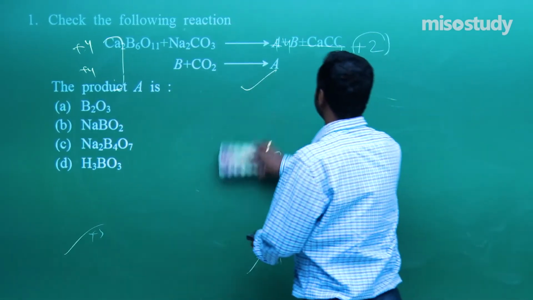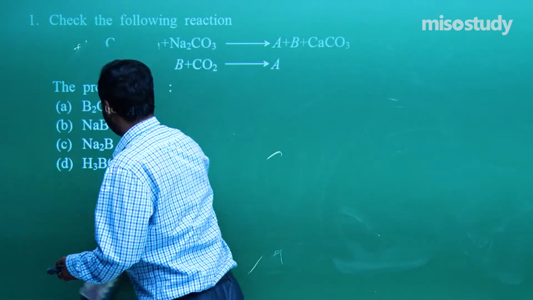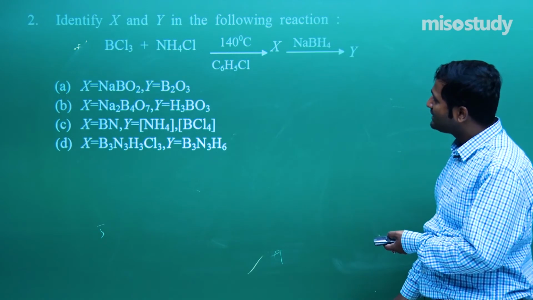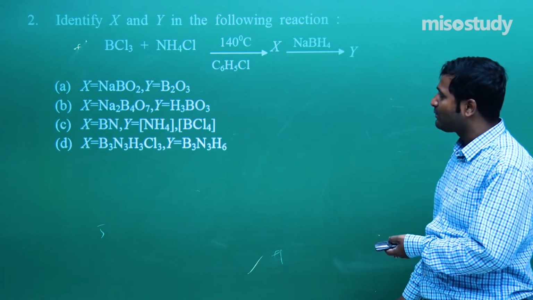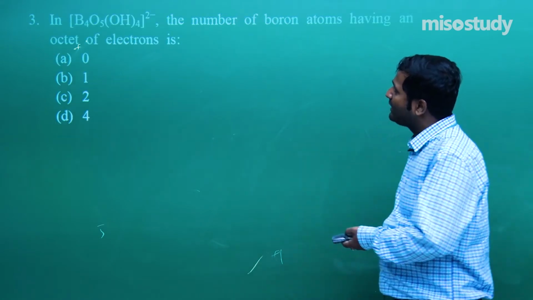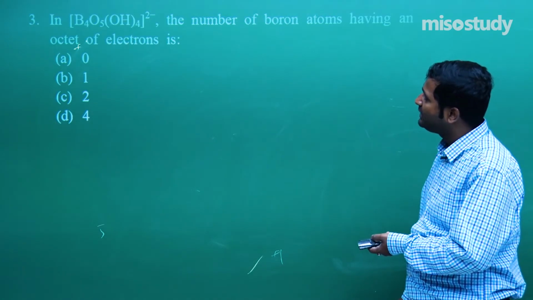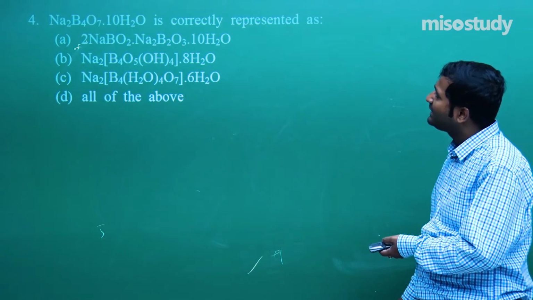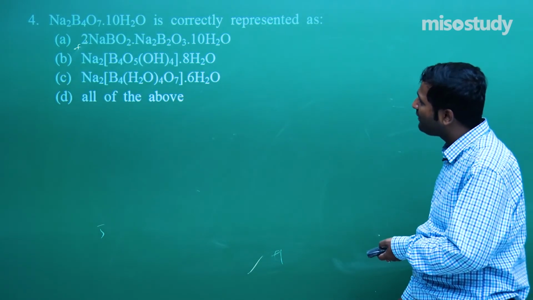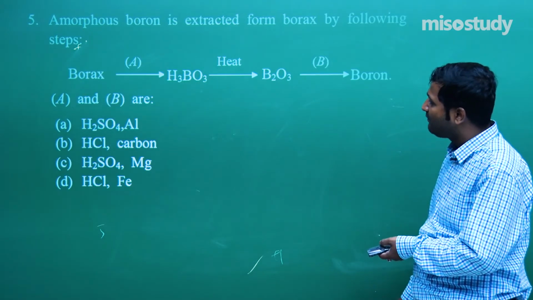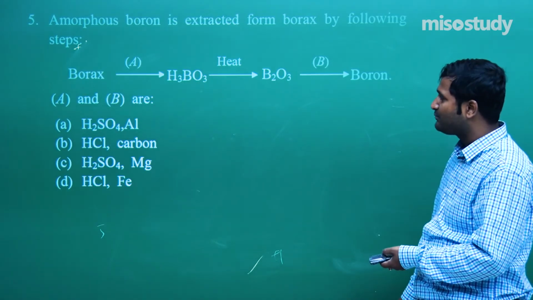Now what is the answer of the first question? Tell me. That is the C option. For the second, what is the option? This one is the D option, B3N3H3Cl3 and B3N3H6. What is the option for question number 3? Sir, this is 2. What is the option here? That is correct, the B option, Na2B4O5(OH)4·8H2O. What is the correct option for question number 5? Sir, H2SO4 and Mg. Yes, sir.